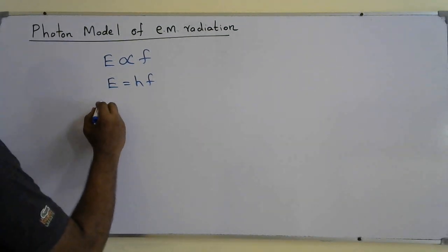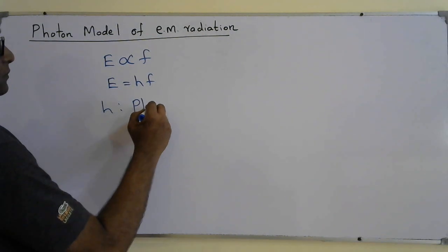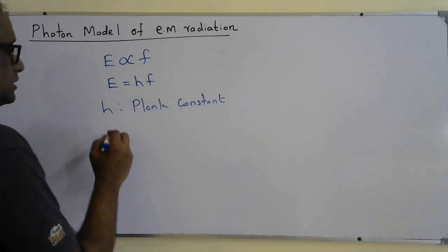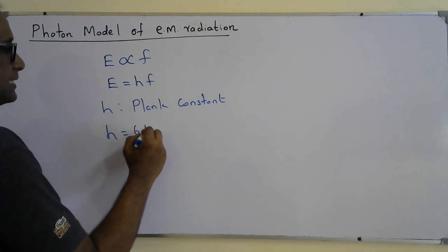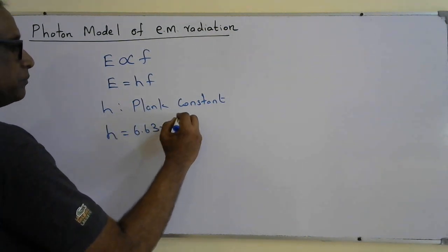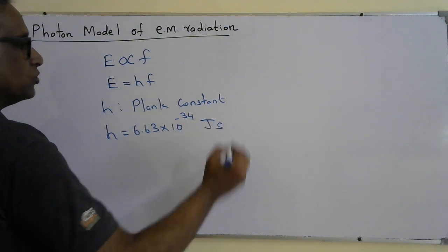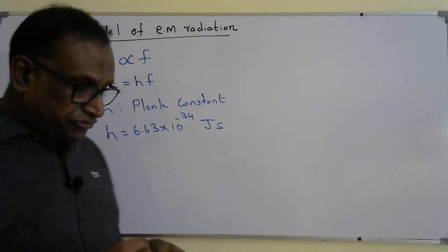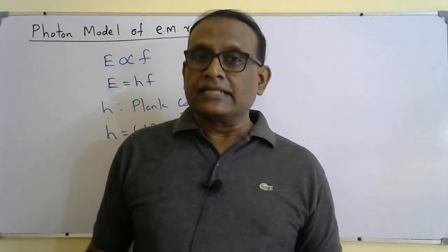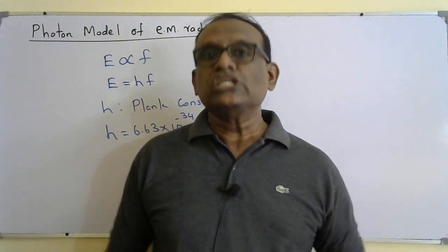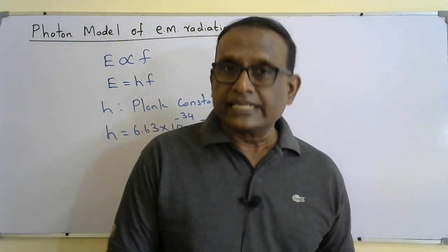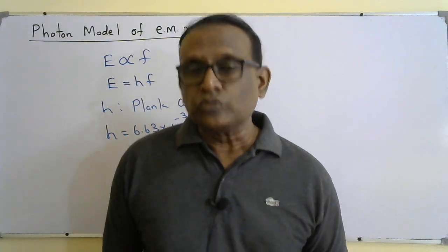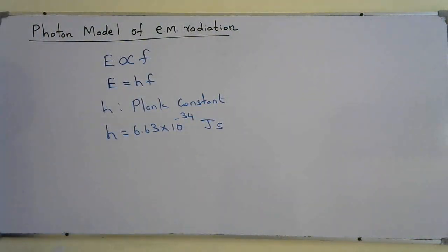So h is called Planck constant. h has a value 6.63 times 10 to the power minus 34 joule second. E is the energy of a photon. So what does photon mean? Smallest discrete packet of energy of electromagnetic radiation. The word discrete must be there. Discrete packet of energy of electromagnetic radiation is called a photon.